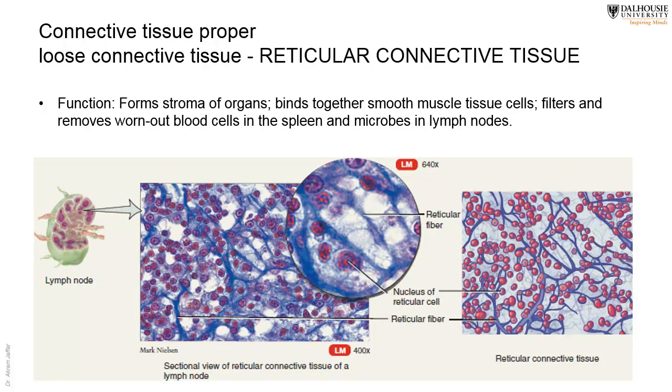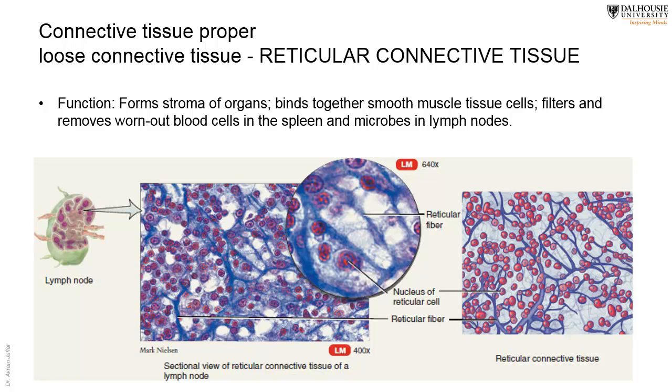The other type of loose connective tissue is the reticular connective tissue, and here we have reticular fibers. This reticular connective tissue is mainly present in places where it forms a framework for soft organs like the spleen or the lymph nodes. In the spleen, it not only acts as a framework for the organ, but this mesh, this network of tiny fibers, works like a filter. So it filters the worn out red blood cells, and these red blood cells will be attacked by macrophages.